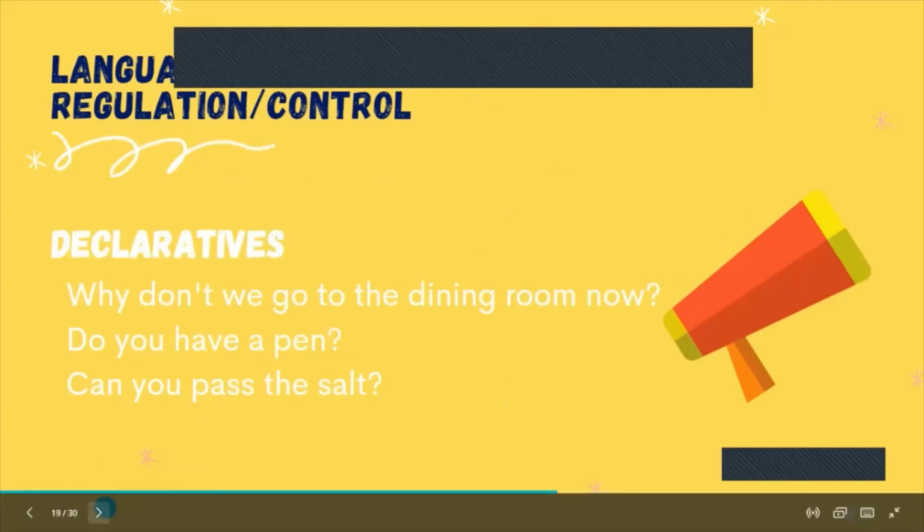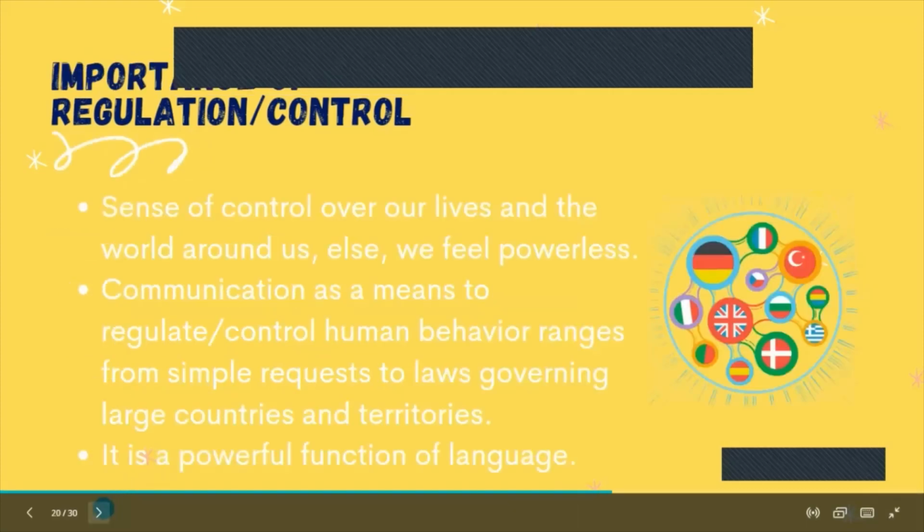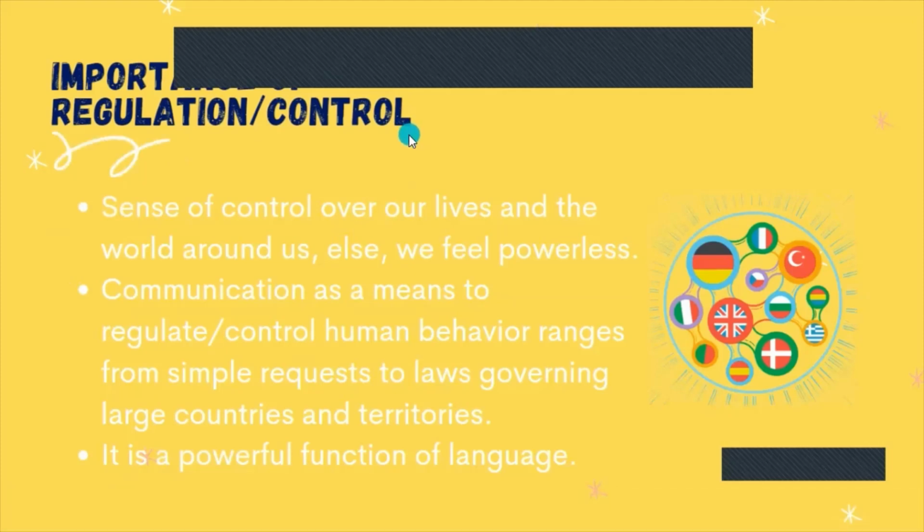Moving forward, we have declaratives. You control and you regulate by using declarative sentences. Next, we have the importance of regulation and control. Why do we control someone? Why is it important? Does it even matter?